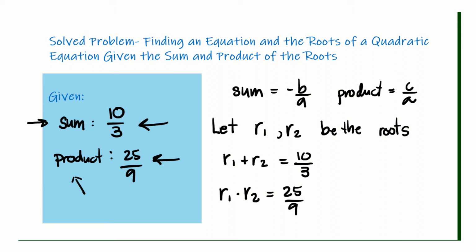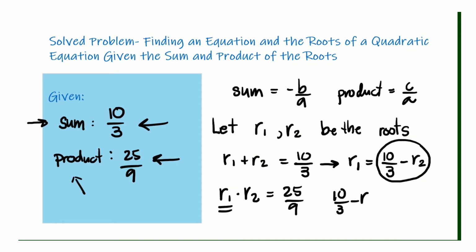R1 plus R2 is 10 over 3. R1 times R2 is 25 over 9. Now let's work on the first equation and isolate one of the roots. Let's say I select R1. R1 is 10 over 3 minus R2. This means in the second equation, the R1 can be replaced by 10 over 3 minus R2. So we have 10 over 3 minus R2, that's our new R1, times R2 is equal to 25 over 9.